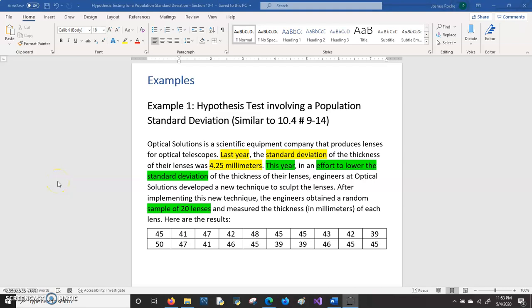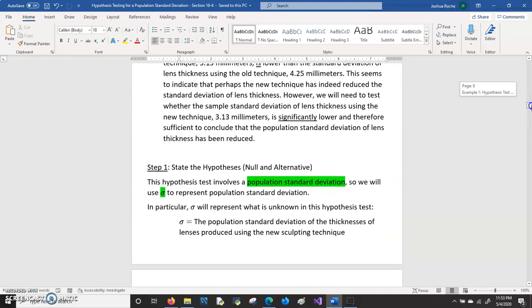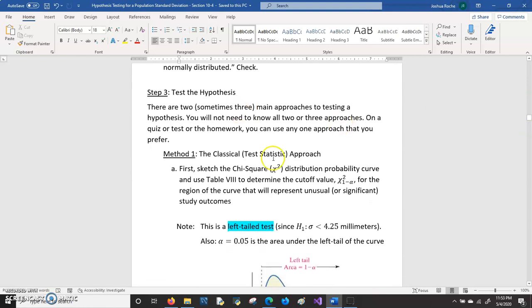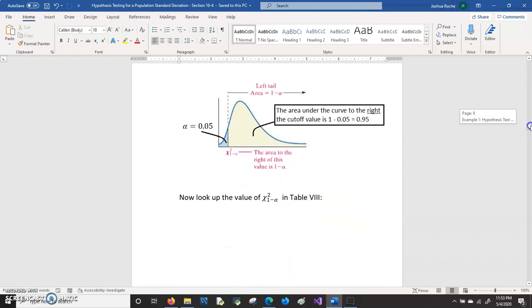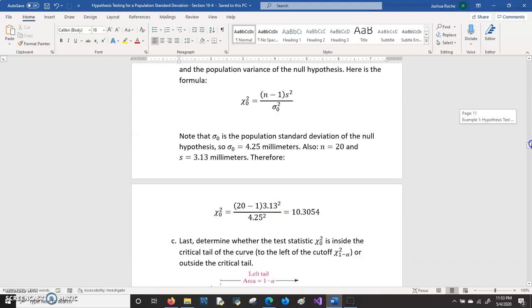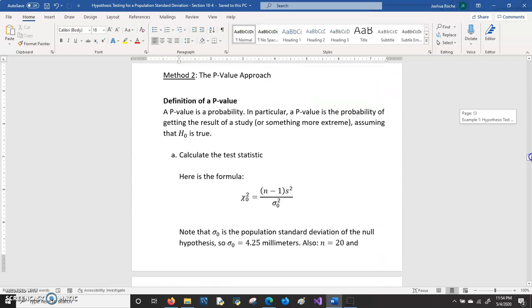Last video, we looked at the first example of a hypothesis test involving a population standard deviation, and we looked at the hypothesis statements and the requirements and testing the hypotheses. And in the last video, we only covered the classical approach. In this video, we'll continue. We're still on testing the hypotheses, but this time I'm going to go over how to do the p-value approach.